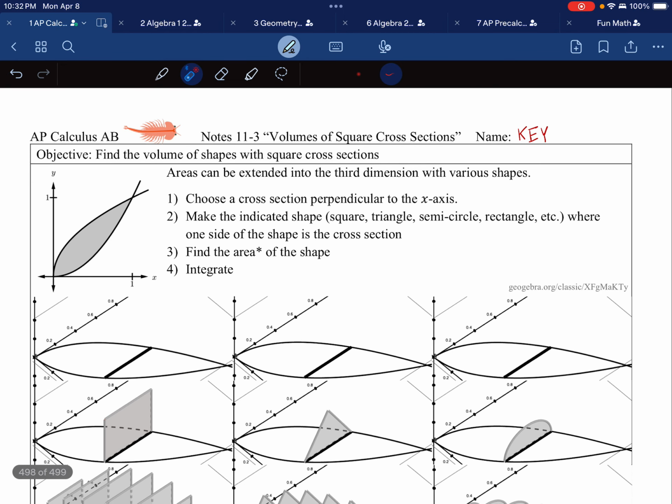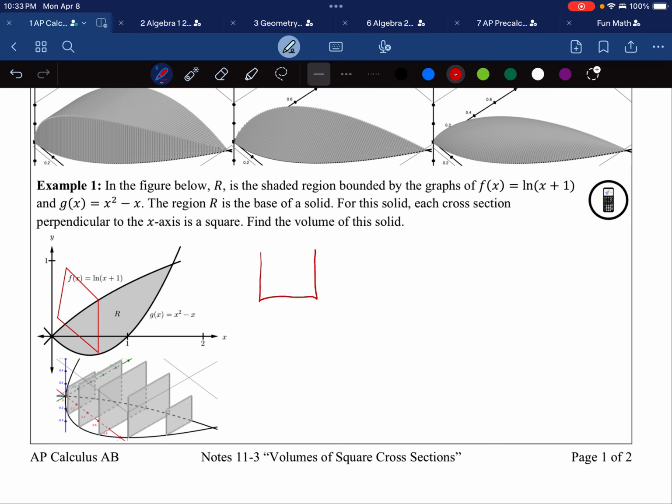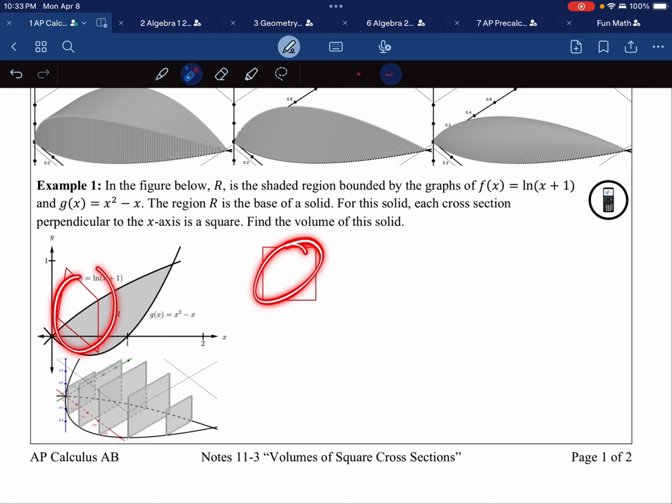So again, I'm doing these steps. I made the cross section, I made the indicated shape, and now I'm going to find the area of that shape. So the area of this shape here is what I'm after. And you only have to do this once, and then it's just a general formula that you can memorize. But essentially, I have this square. This square right here is this square right there. I can draw it better right here. So how do I find the area of this square?